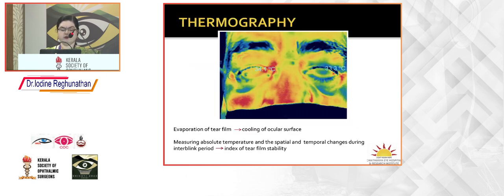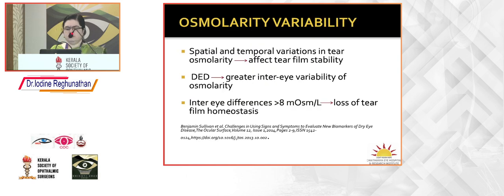Next is the thermography, based on the concept that evaporation of tear film causes cooling of the ocular surface. So measuring the temperature changes during the interblink period is an index of tear film stability. Similarly, osmolarity variability is also an indicator of tear film homeostasis. Inter-eye differences of more than 8 milliosmoles per liter is considered as abnormal.